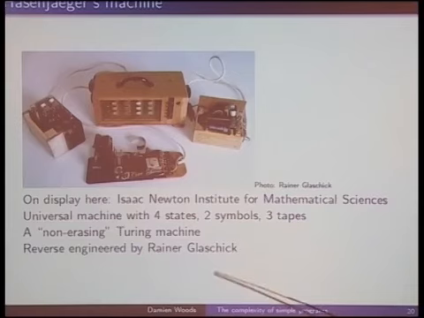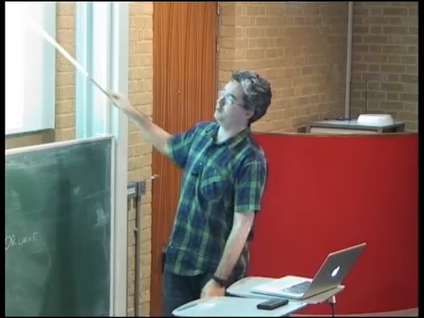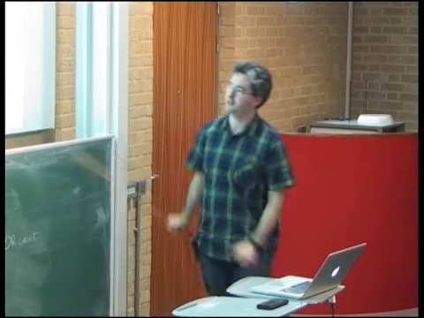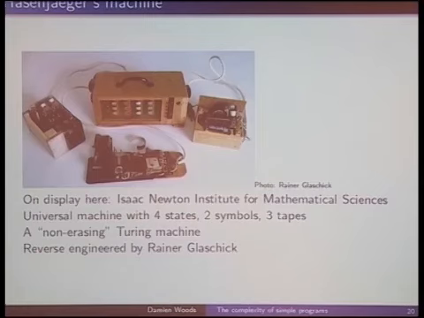Rainer Glaschik got his hands on this machine. Amazingly, which amazes me, he reverse engineered the components to figure out that there's a universal Turing machine encoded in the hardware of this thing with 4 states, 2 symbols, and 3 tapes. Okay, what else can I say?